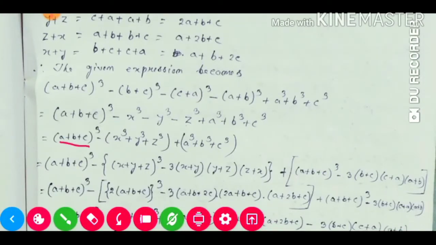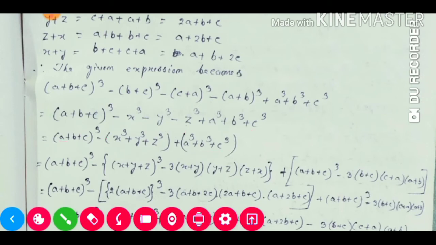From these three we will take minus S common. So if we take minus S common, it will remain our X cube, and it will be plus because it was minus, so minus minus will be plus. Similarly this Z also will be plus, and this portion will also remain the same.